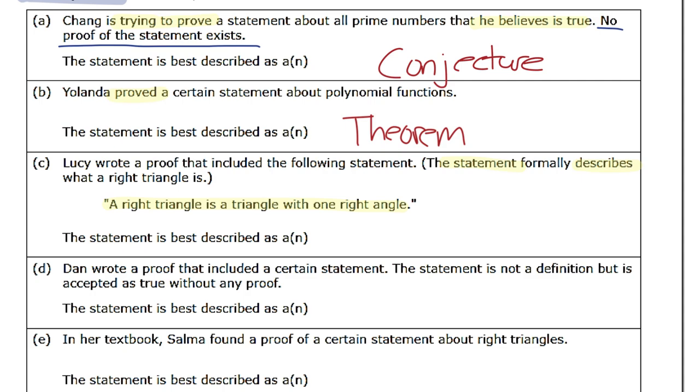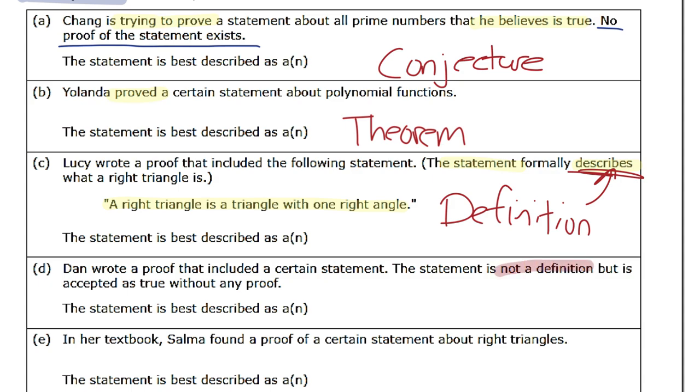So let's go ahead and write this down. Definition. And the key word there is it's describing things here. Now, the next one, Dan wrote a proof that included a certain statement. That statement is not a definition, so that's something key here.